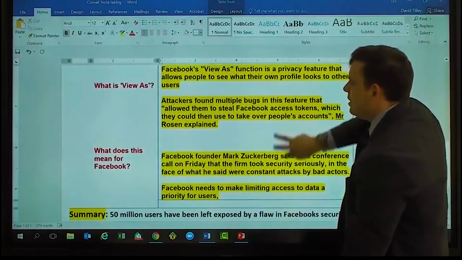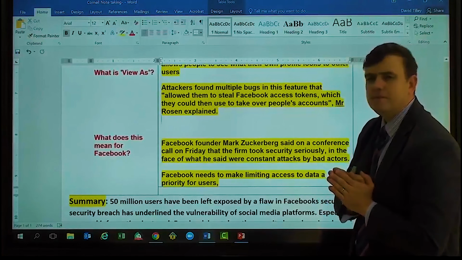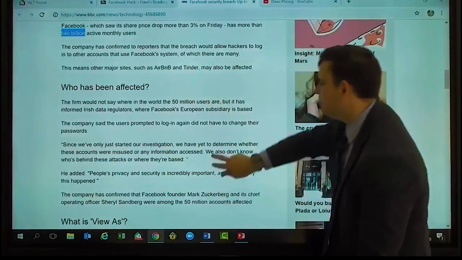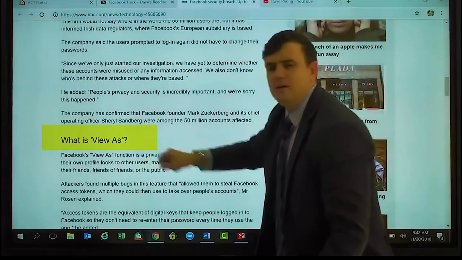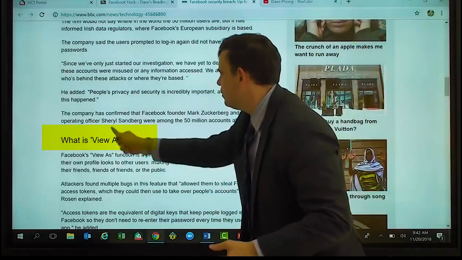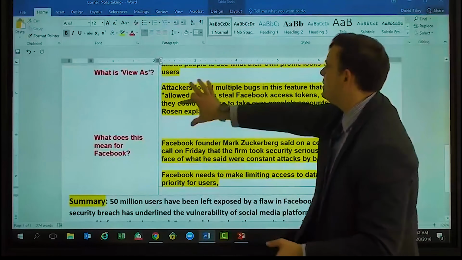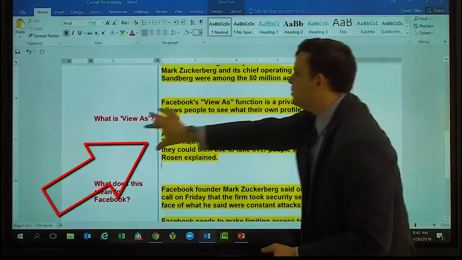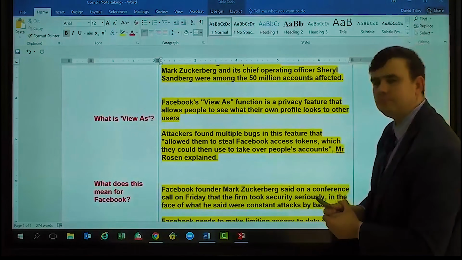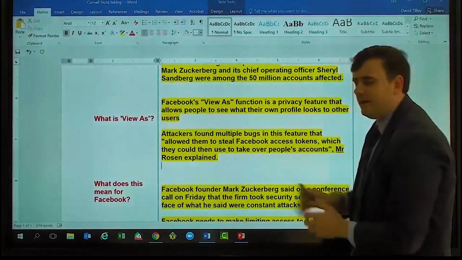One last thing I'd like to mention is, as you can see, these are further examples of what I've done here. Maybe: what is View As? That's pretty important. This is a new feature on Facebook which the hackers exploited. So this is important. I've read this information and then written it here as it relates to what is View As. As you can see, it's a new function on Facebook. So please do remember that connection there.